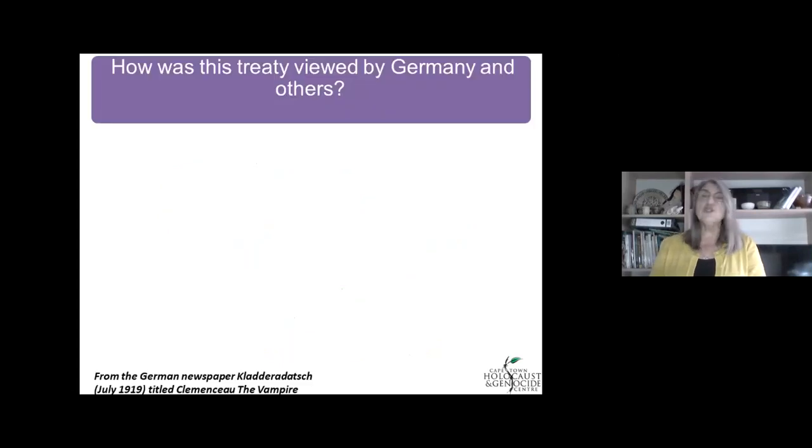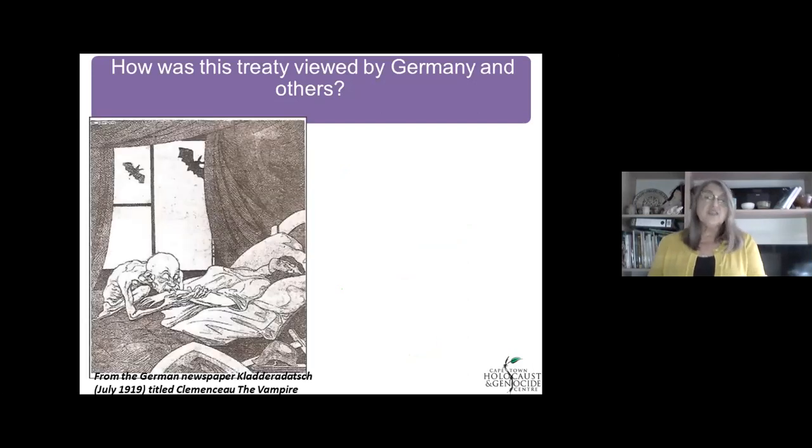Well, how do you think Germany felt about this treaty? How do you think people saw this? And this is a cartoon that comes from a German newspaper called the Kladderadatsch, and it was printed in 1919, and it's entitled Clemenceau the Vampire. So Clemenceau was the Prime Minister of France, and I want you to have a look at what he's doing.